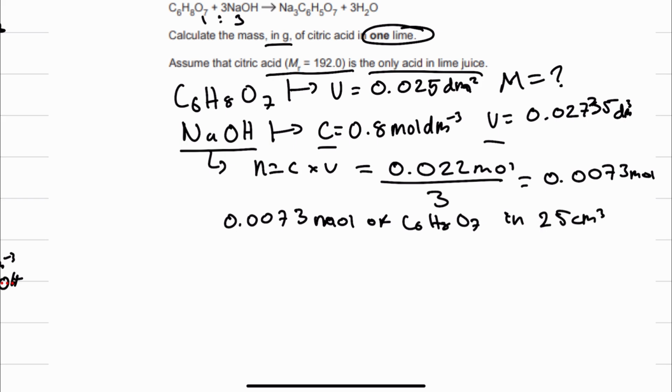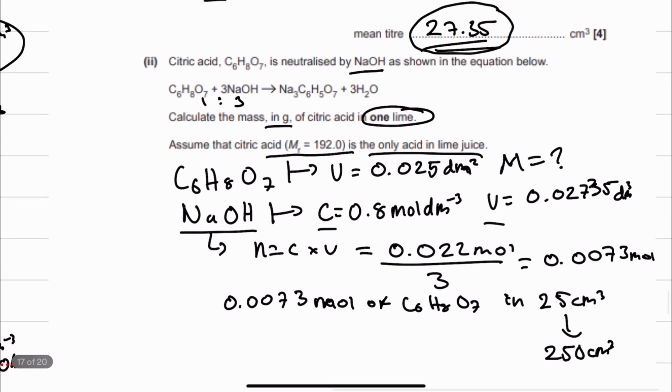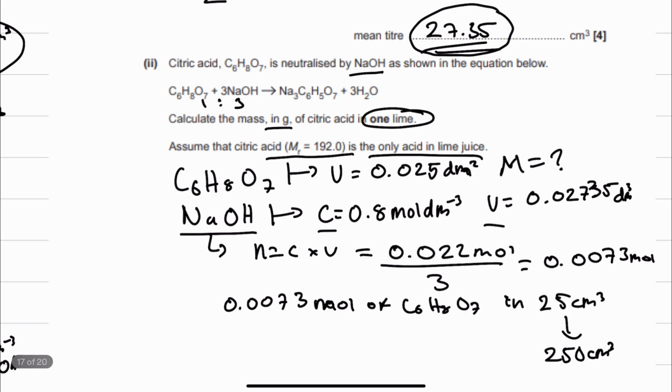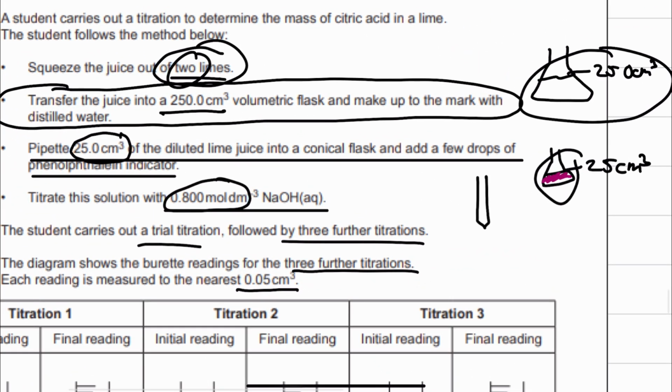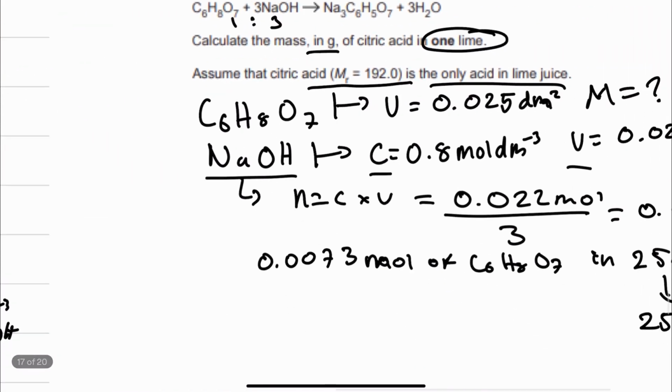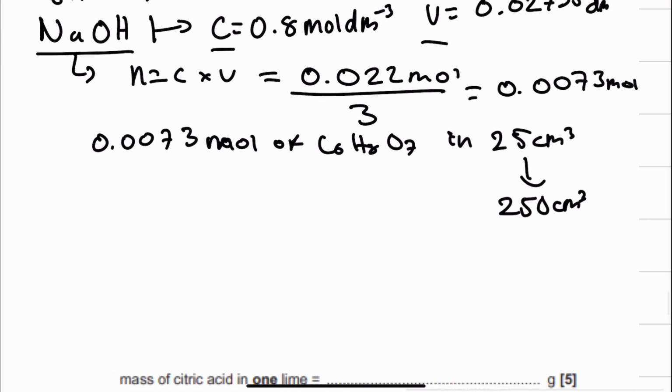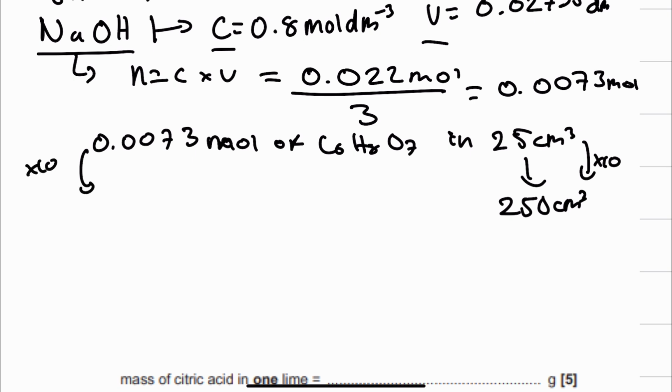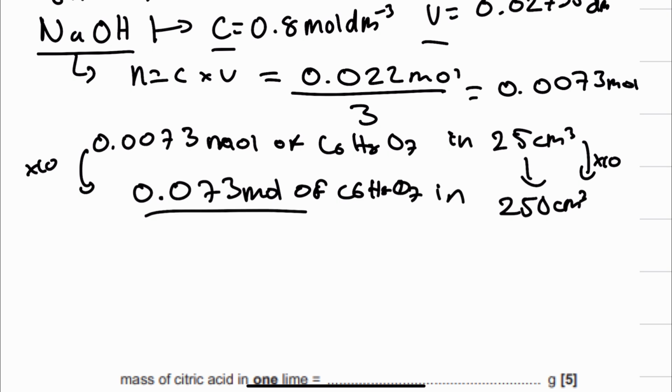25 centimeters cubed. Now, I'm concerned about 250 centimeters cubed. The reason why I'm concerned about 250 is because I had 250 in my original volumetric flask. So I have to account for that ratio. This is being multiplied by 10. Therefore, I can just multiply this by 10 because what you do to one side, you do to the other. So that's 0.073 moles of C6H8O7 in 250 centimeters cubed.